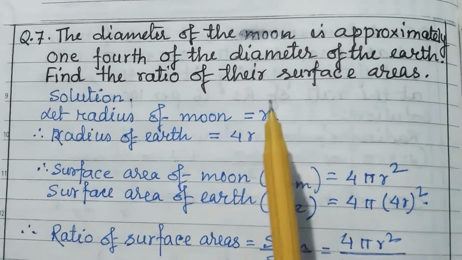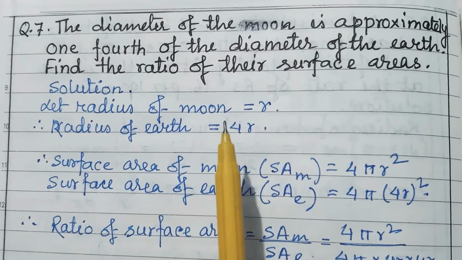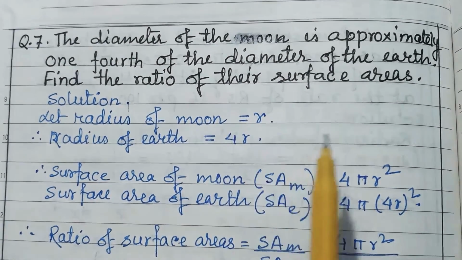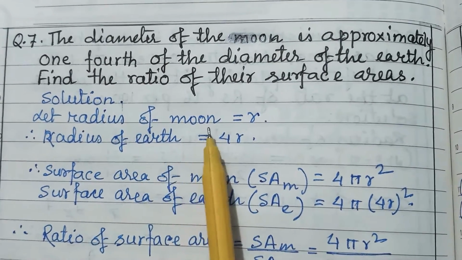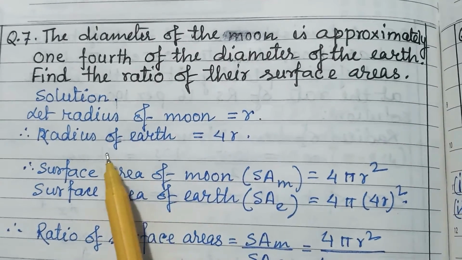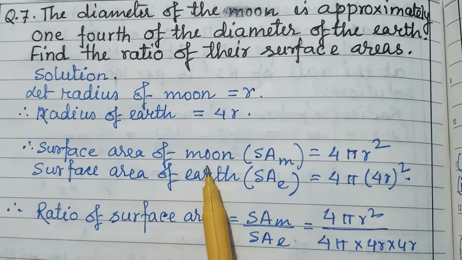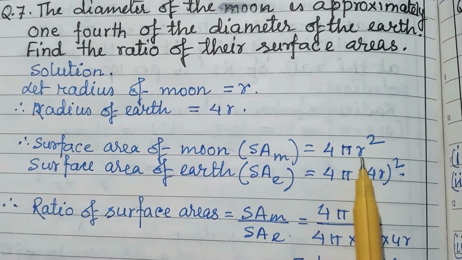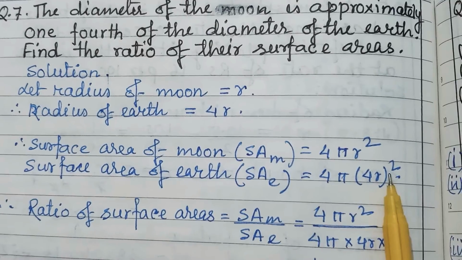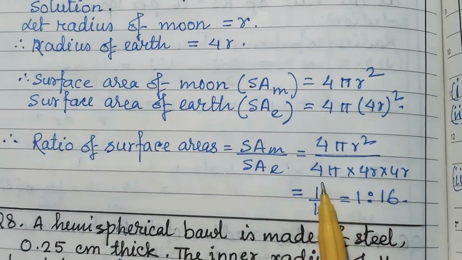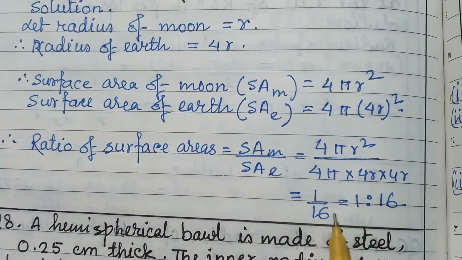Next question is 7. Diameter of the moon is approximately 1/4 of the diameter of the earth. Find the ratio of their surface areas. Radius is half of diameter, so we can take the radius of the moon as r, and the radius of the earth is 4 times, 4r. Surface area of the moon is 4 pi r square, and surface area of the earth is 4 pi into 4r square. Now the ratio is 4 pi r square upon 4 pi into 4r into 4r, it is equal to 1:16.